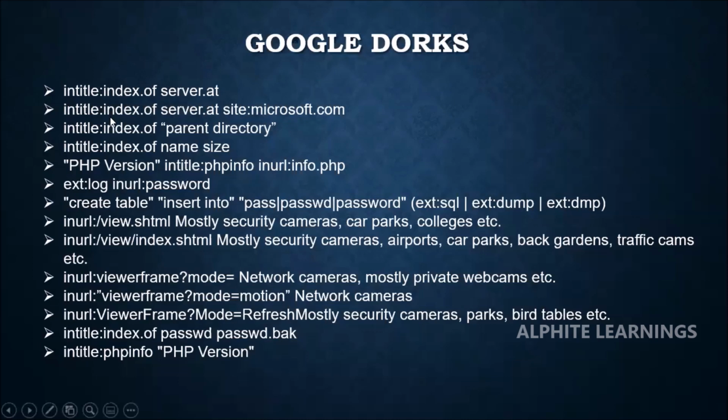If you see the second command, in title, it will look for these words, index of server at, in the title in the website microsoft.com. So the first one will return results from all the websites that Google had already indexed, whereas the second command will give results only related to the website microsoft.com.